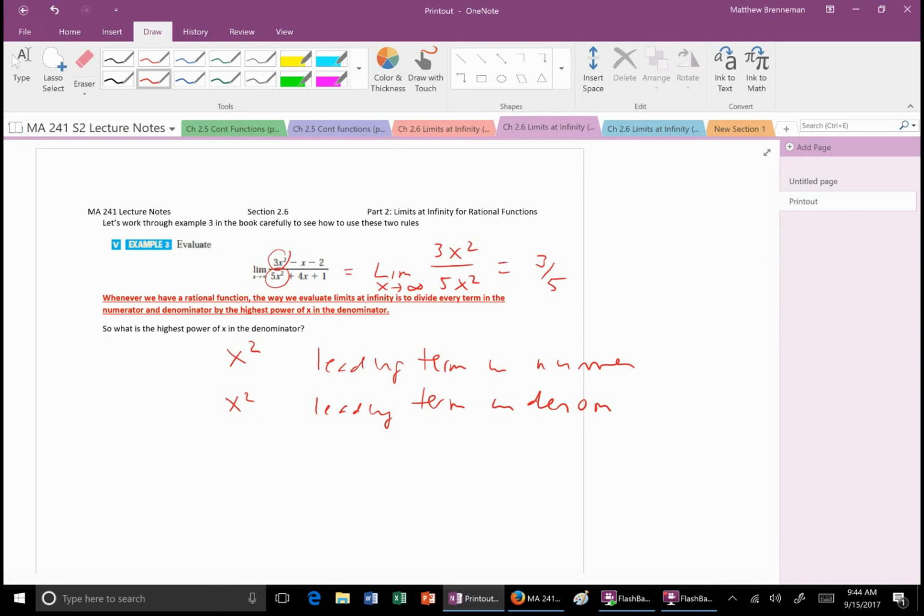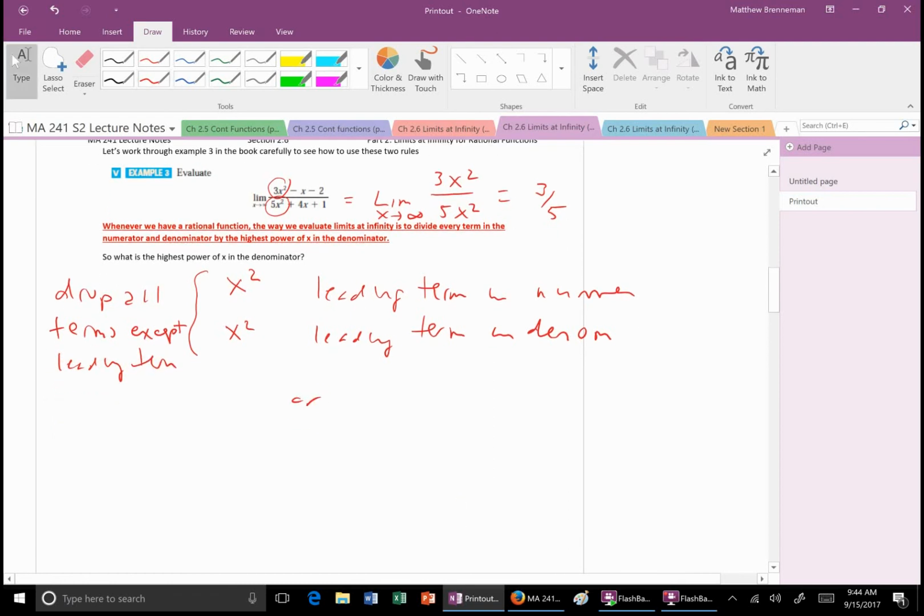You can also divide. You can drop all the terms except the leading term, so the idea is I'm going to drop all the terms except the leading terms. But if you want to do it a little more old school, you can divide by the leading term of the denominator, which means I'm dividing by x squared.